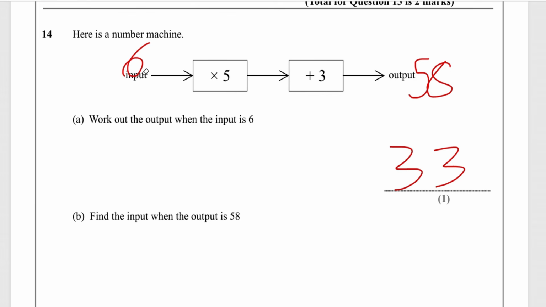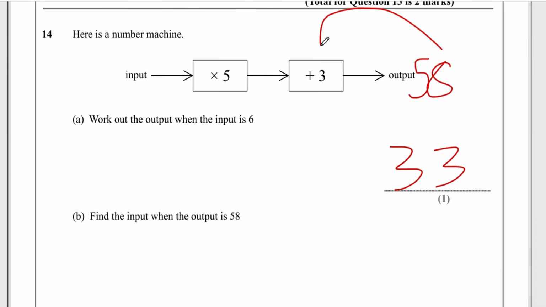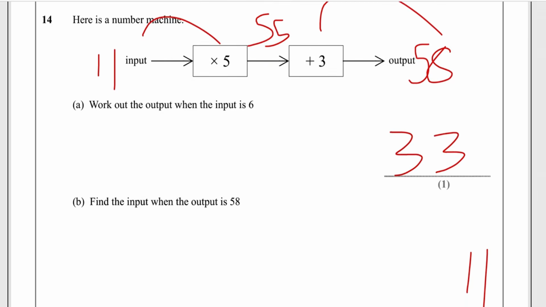What you're going to do, you're going to do the reverse, okay? The opposite of everything you see. You see plus 3 here, you do the opposite, minus 3. 58 minus 3, that will give us 55. You see times 5 here, do the opposite, divide by 5, and that will give you 11. So the answer to that one will be 11. And if you test it, it works. Test it to see it works.